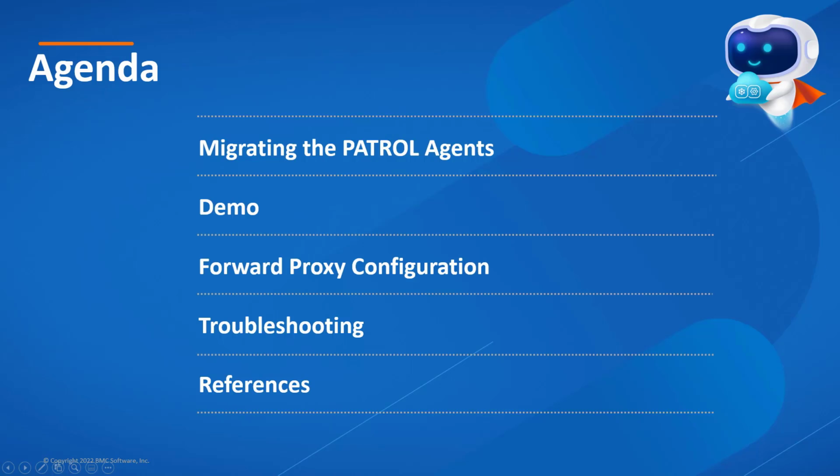In our agenda today, we will discuss the steps involved in migrating the patrol agents from TrueSight Operation Management to BMC Helix Operation Management. I will then share some glimpse on the configuration required for automatic registration of the patrol agent in the Helix Operation Management environment. I will also give you a quick demo of migrating the agents, followed by a quick introduction of proxy server and where exactly it fits in the context of patrol agent and connection to BHOM. We will then discuss some common troubleshooting for patrol agent connections. We will also provide a reference material at the end of this webinar.